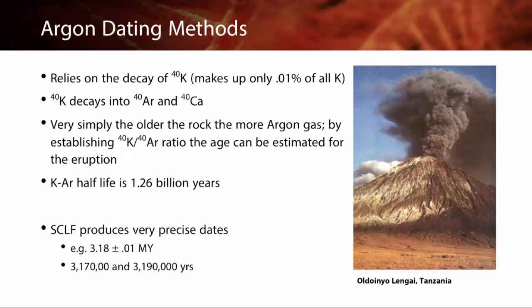The half-life of the potassium-argon method is 1.26 billion years, which means that very old events can be dated. Notably, it also produces very precise dates, within 10,000 years optimally.